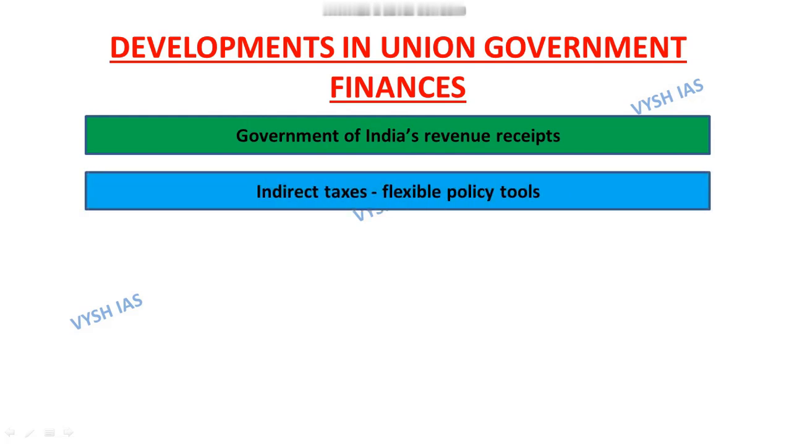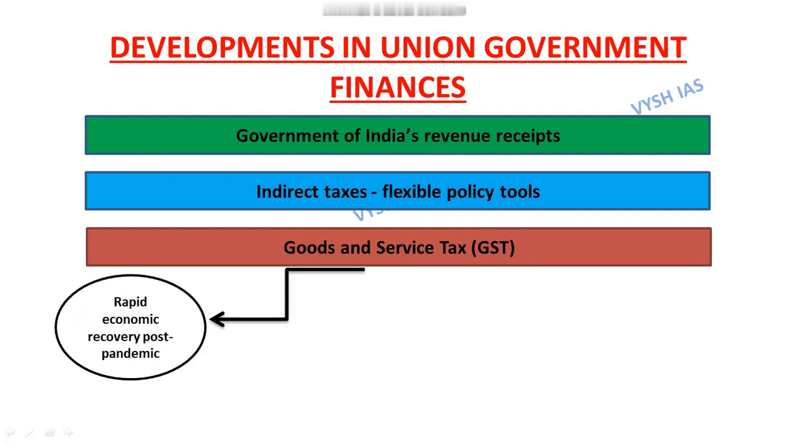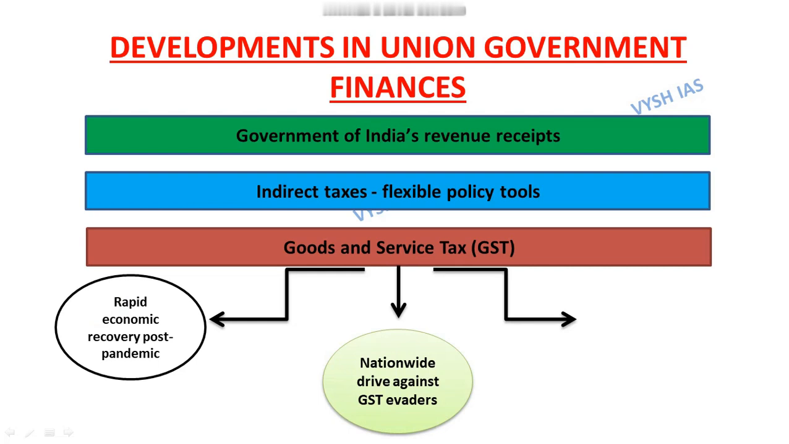Indirect taxes are a flexible policy tool, which means while the direct taxes have safeguarded the revenue buoyancy, the indirect taxes such as customs and excise duties have acted as a flexible policy tool during the fiscal response to the pandemic. Next is regarding GST. The GST has increased consistently due to the combined effects of, number one, rapid economic recovery post pandemic, number two, nationwide drive against GST evaders and fake bills, and the last is rate rationalization.